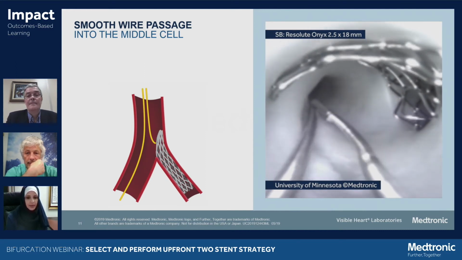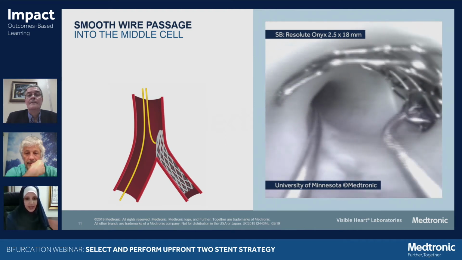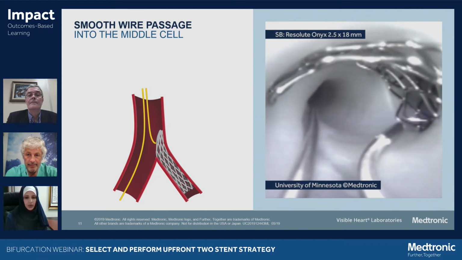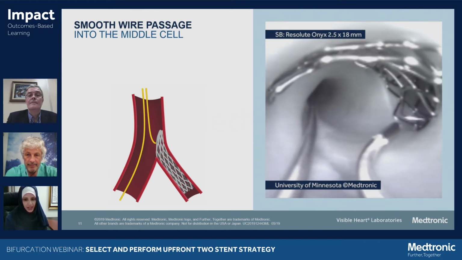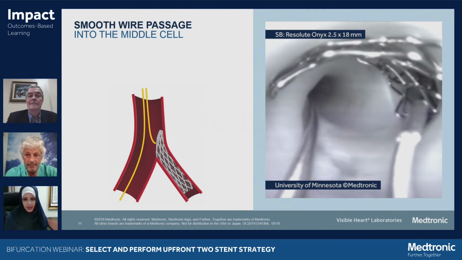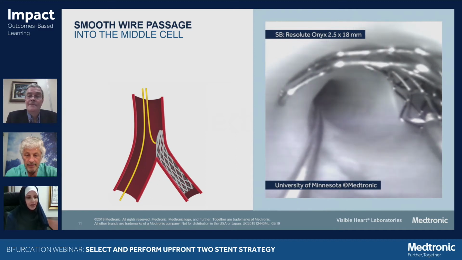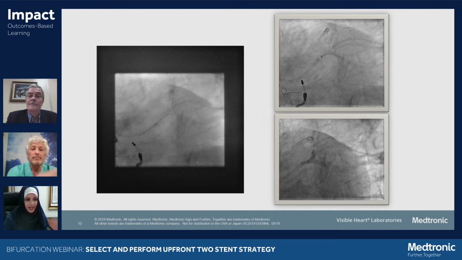And for the wiring, you should go down the main vessel itself first, so the LAD in this case, and then they're pulling back and trying to recross into the diagonal branch. So initially they're going distally, but then they want to come back into the middle cell, and that's what they end up doing. And once you've crushed that stent, it becomes easier to navigate and go into that vessel. And that is in fact what happened.